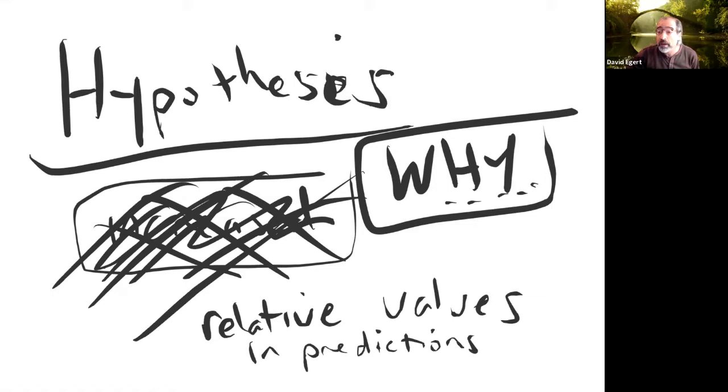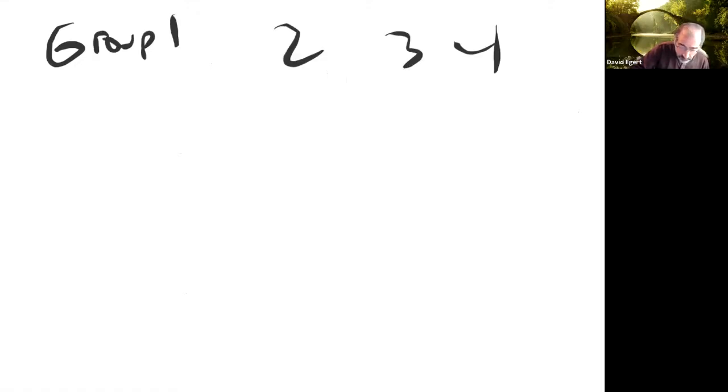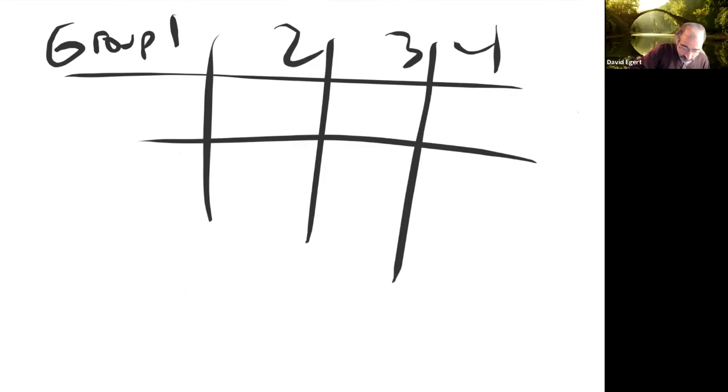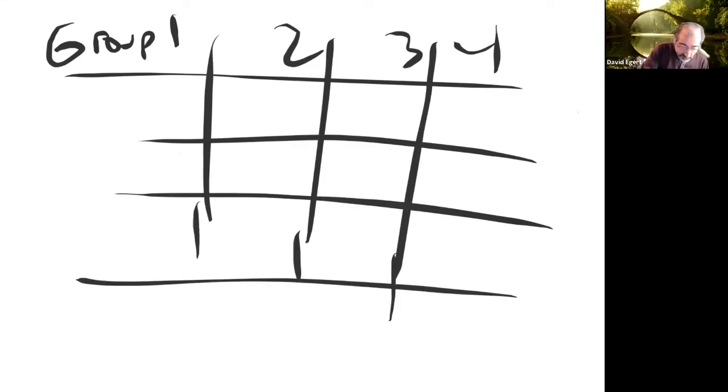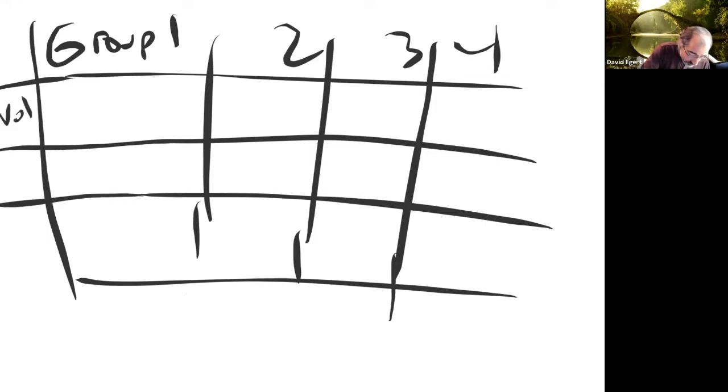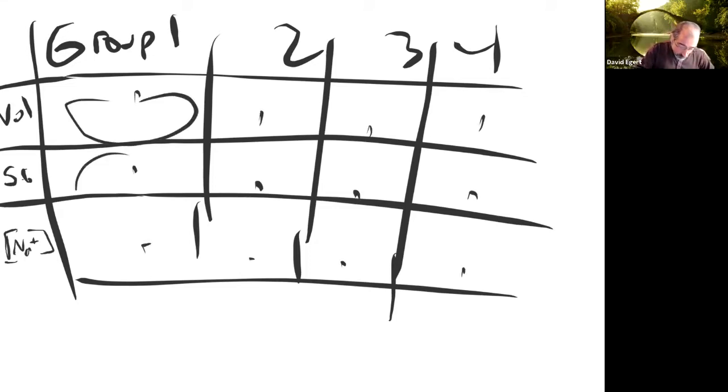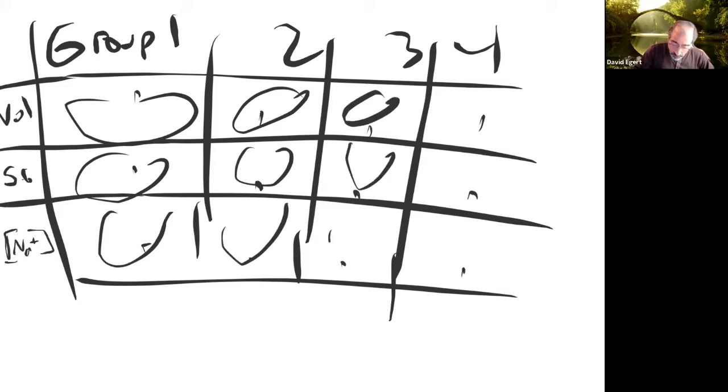So in your hypotheses, for each group, there's group 1, 2, 3, and 4. And one person actually did it as a grid, and I thought it was great. There's volume, there's specific gravity, there's sodium concentration. And for each one, they talked about what they expected and why.